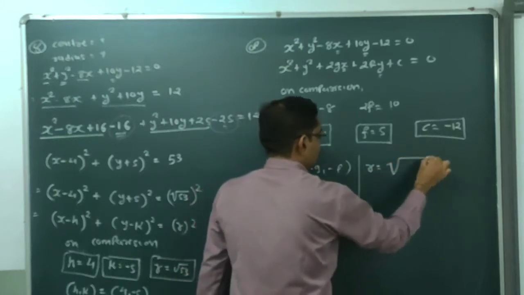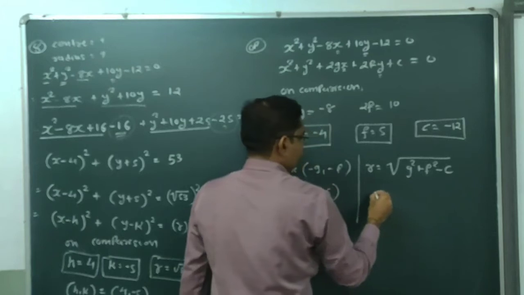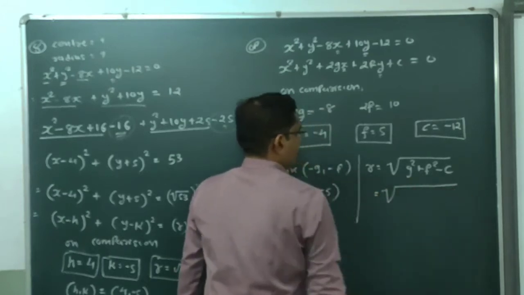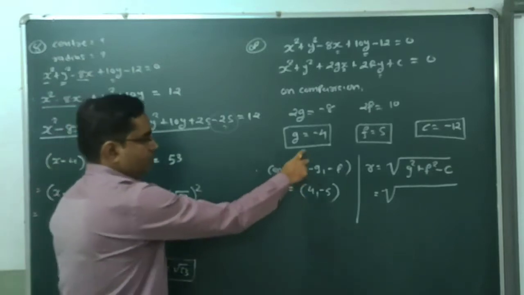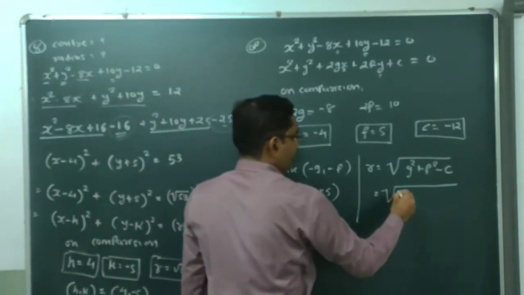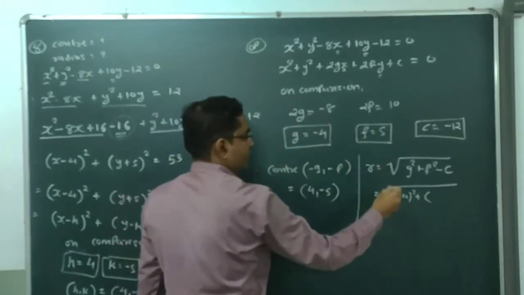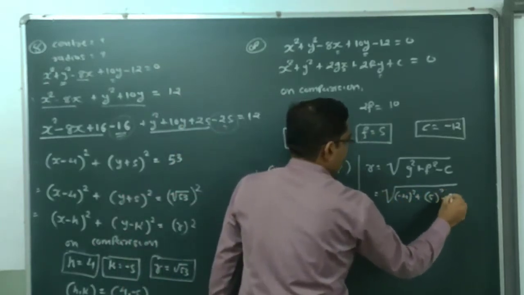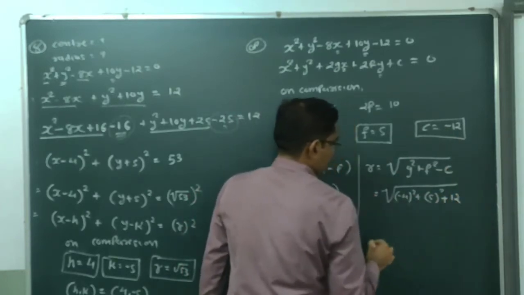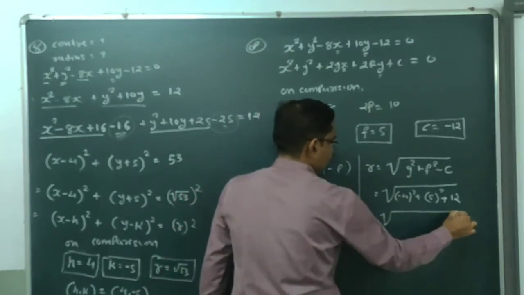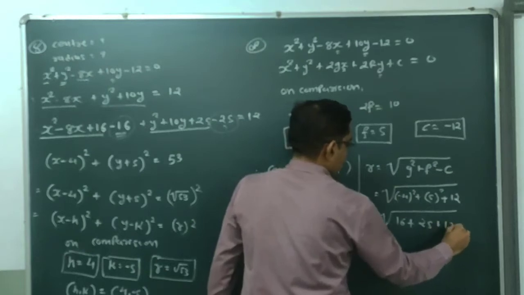We can also find the radius by using the formula: square root of g square plus f square minus c. What is g square? This one is (-4) square, plus f square, it's 5 square, and minus c, and c is -12, so minus minus plus. So this is equal to (-4) square, 16, 5 square, 25, and 12.